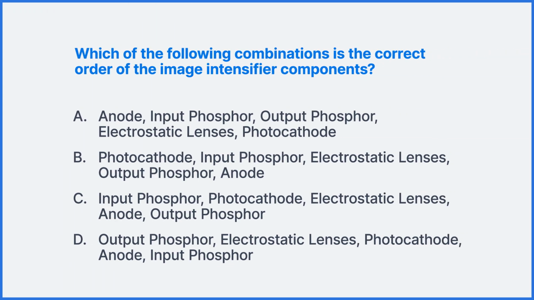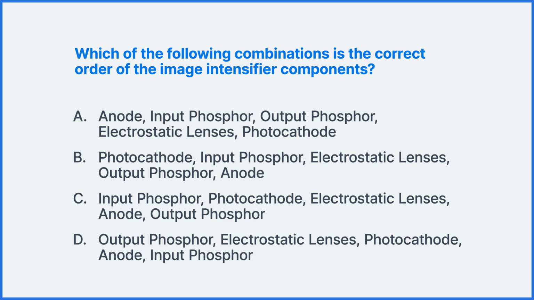Which of the following combinations is the correct order of the image intensifier components? A. Anode, input phosphor, output phosphor, electrostatic lenses, photocathode. B. Photocathode, input phosphor, electrostatic lenses, output phosphor, anode. C. Input phosphor, photocathode, electrostatic lenses, anode, output phosphor. D. Output phosphor, electrostatic lenses, photocathode, anode, input phosphor. Take a minute and try to figure it out on your own.